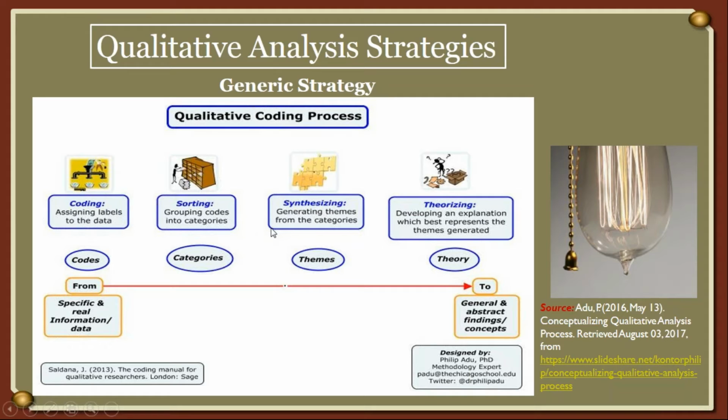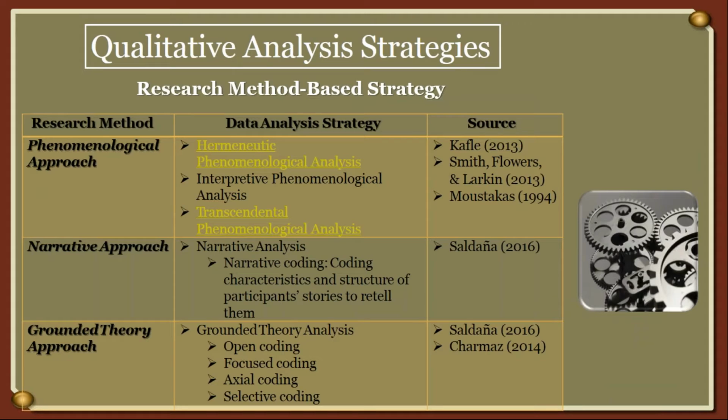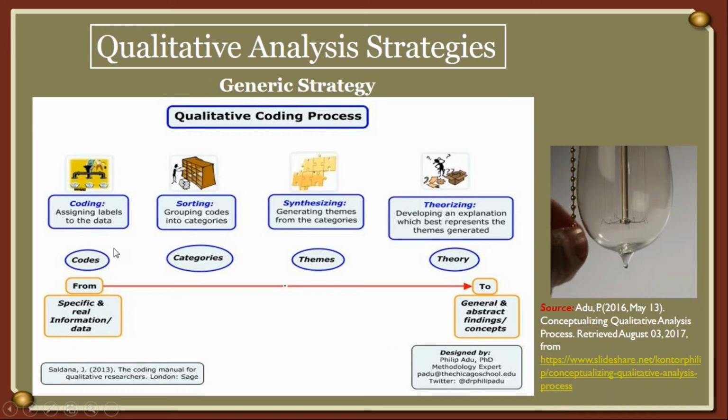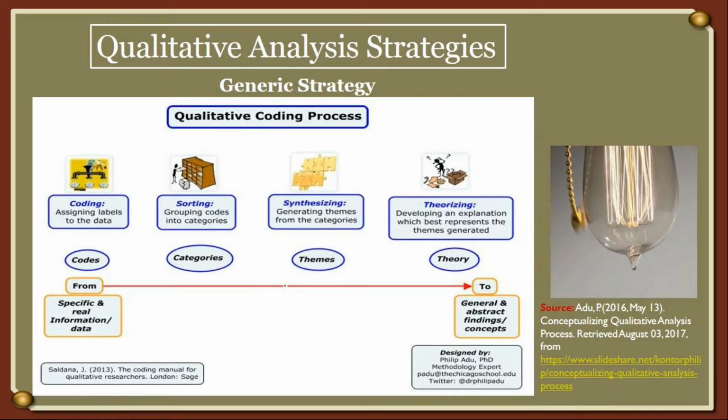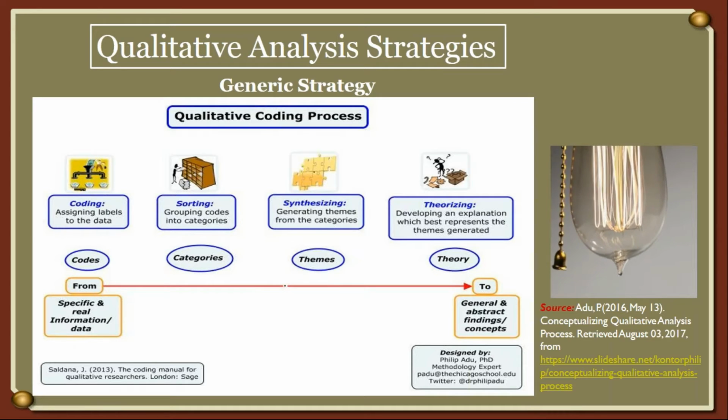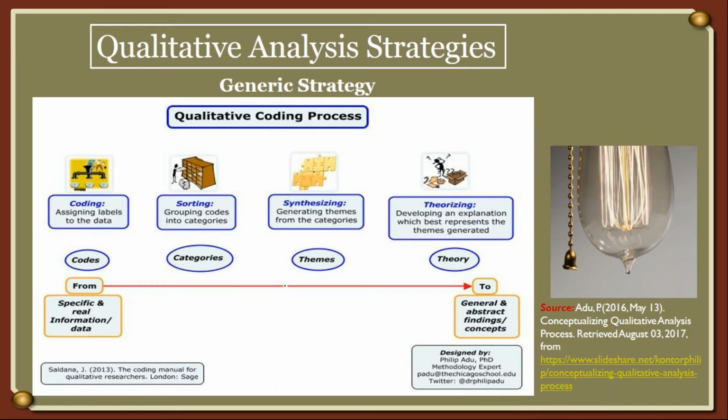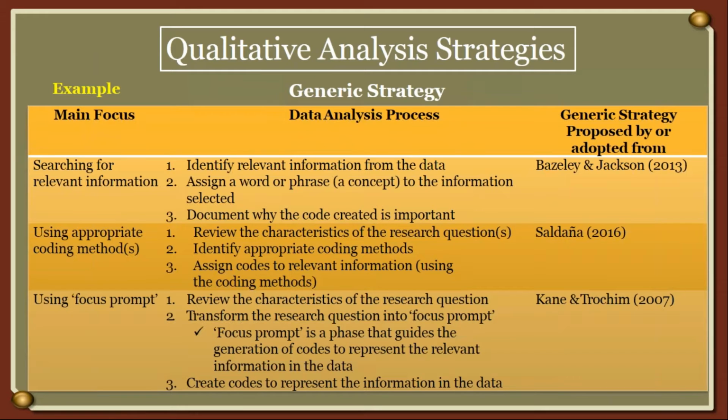So you have two options. You can choose the one that is consistent with the approach, or you choose the generic way. But the most important thing is to make sure that you have a good reason. You don't have to choose it just because it's the easier way. Do you think that you'll be able to get rich information using this approach to address your research question? That's the most important thing. And I have presentations on all these. These are the links there to help. So these are the examples of the generic one.